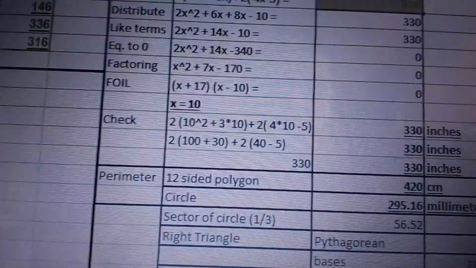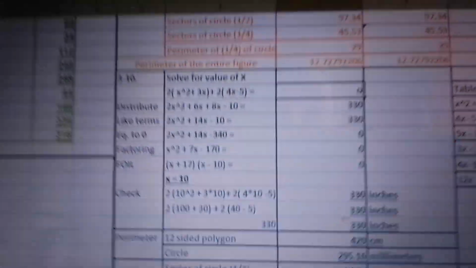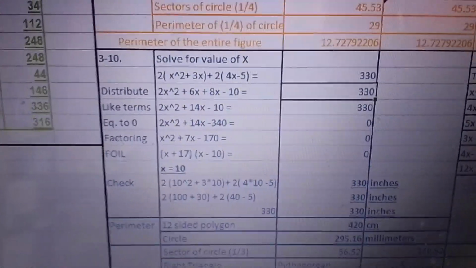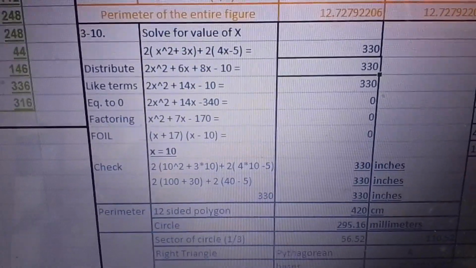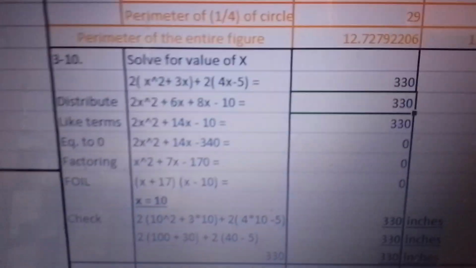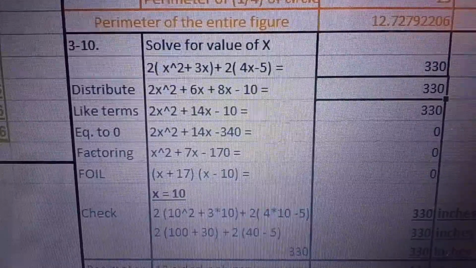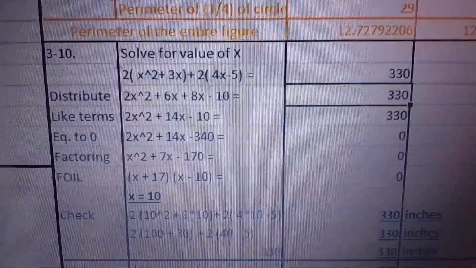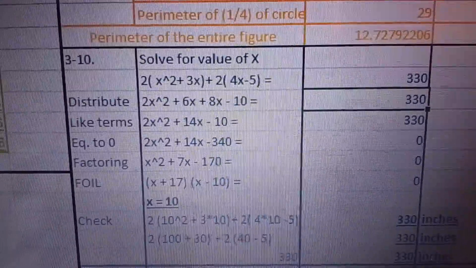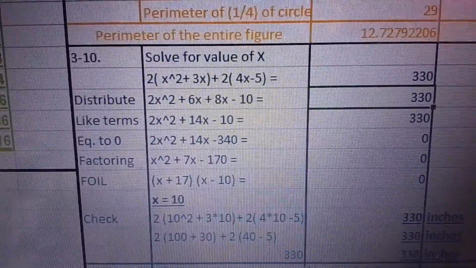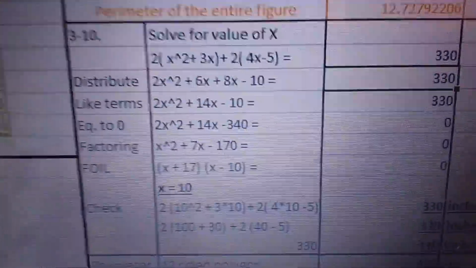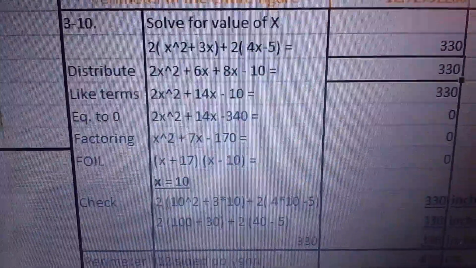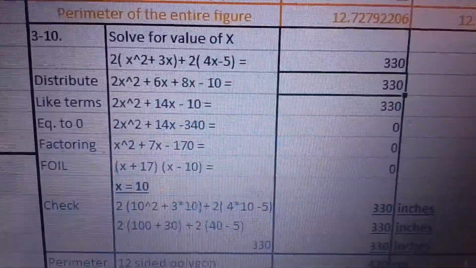Applying the factoring method, we should get x squared plus 7x equals minus 170. Dividing both sides by 2, it is equivalent to 0. Then we can apply the FOIL method. To apply the FOIL method, this is what we did. We know that x plus 17 times x minus 10 is equivalent to 0.